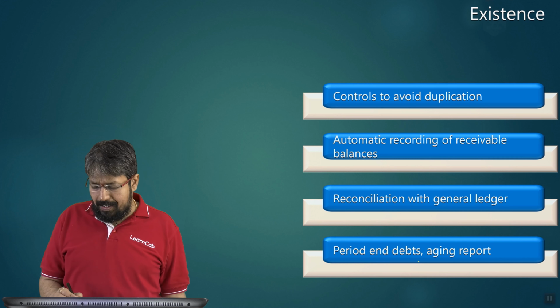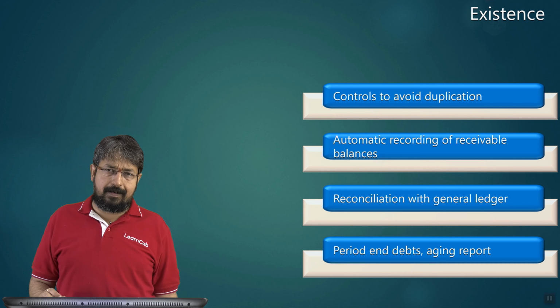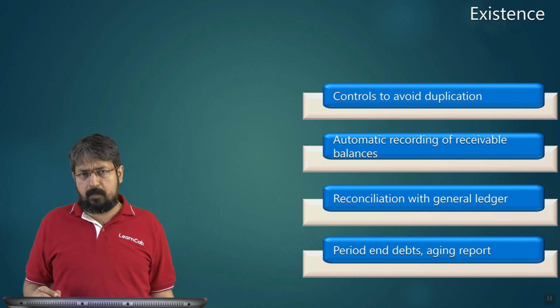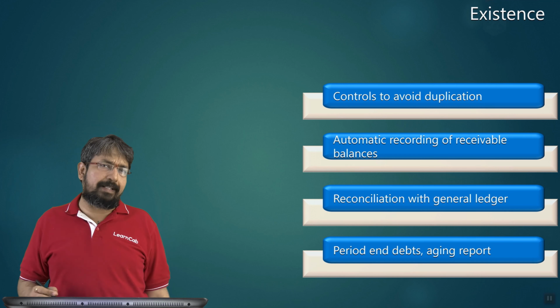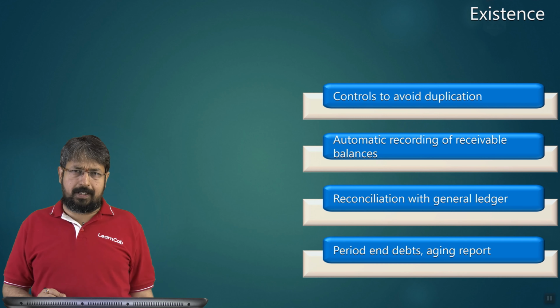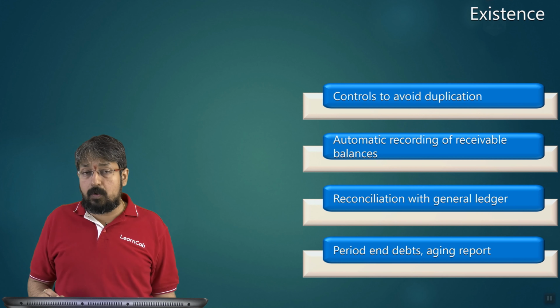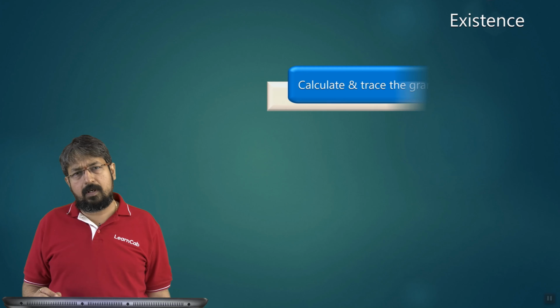And also the period-end debtors aging report should be considered. Aging report, I already highlighted, shows from how many days this amount is outstanding. If it is outstanding for a longer period of time, what steps are to be taken? Whether they have to go for litigation. So what steps to be taken has to be ascertained. Okay, so in these steps we try to ascertain the existence in relation to the trade receivable.